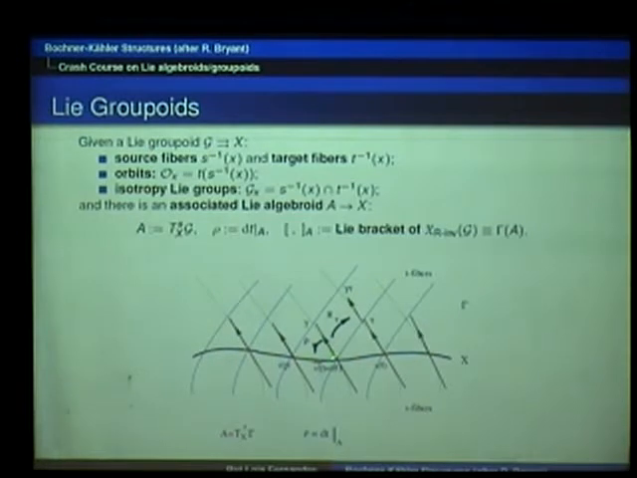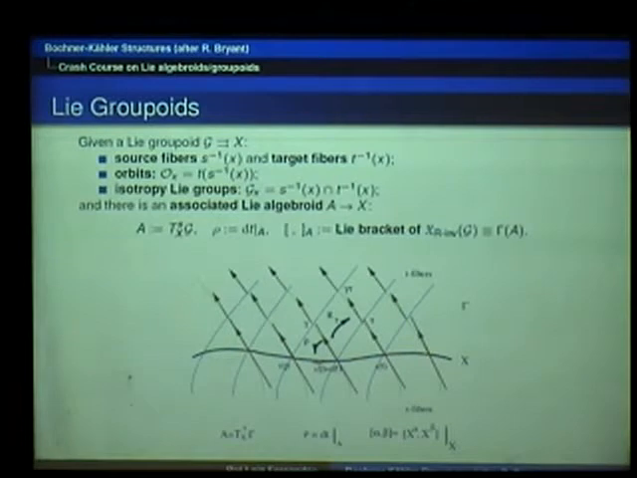So if instead of taking a single vector, I take a vector at each point of X, so a section of A, and I do right translations, this will propagate to a vector field on my G, on the total space of my groupoid, which is tangent to the green lines, and which is right invariant, because I use these right translations to build it. So a section of A gives rise to such a right invariant vector field, and the converse is also true. If I start with the right invariant vector fields, I can restrict it along X, and that gives me a section of A, and this is a bijection. So there is an identification between sections of A and right invariant vector fields on G.